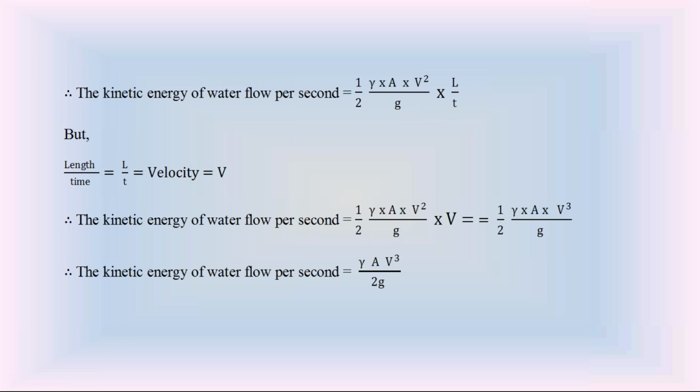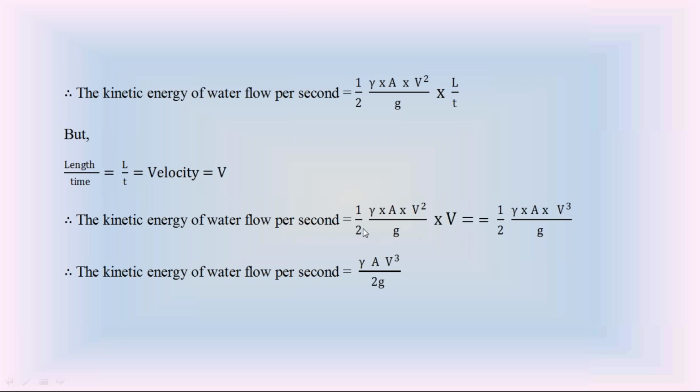So the kinetic energy of water flow per second is equal to half gamma into A into V square by g into L by T. But this L by T is equal to the velocity of flowing water V. So here L by T is V, velocity V. If I write L by T as velocity V, now the kinetic energy of water flow per second is equal to half, check this carefully, half into gamma A V square by g, same as the previous equation, into L by T is V.